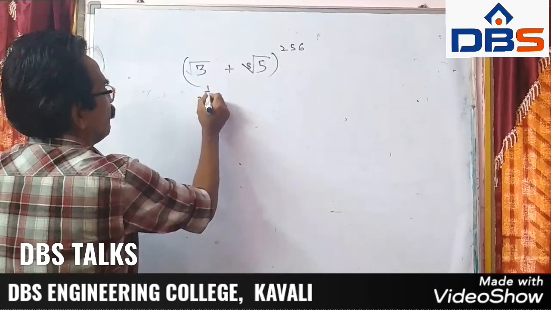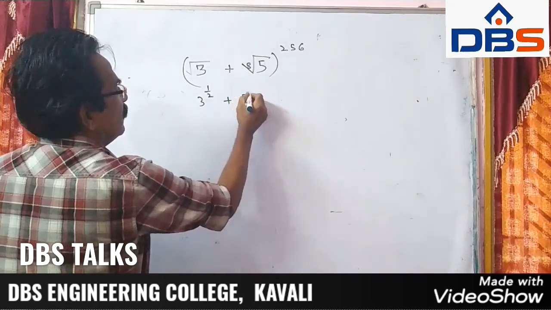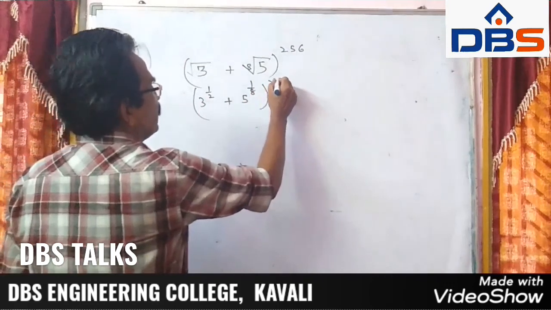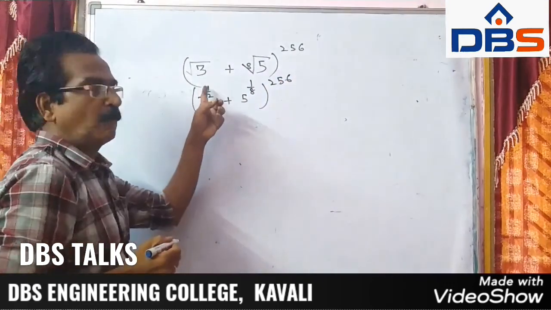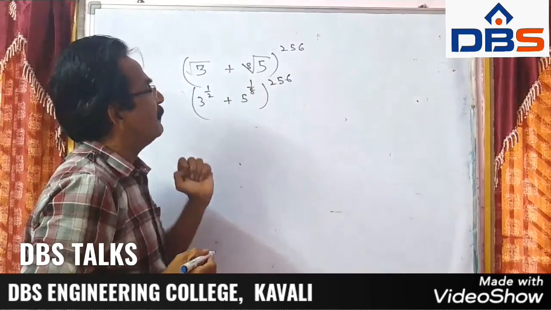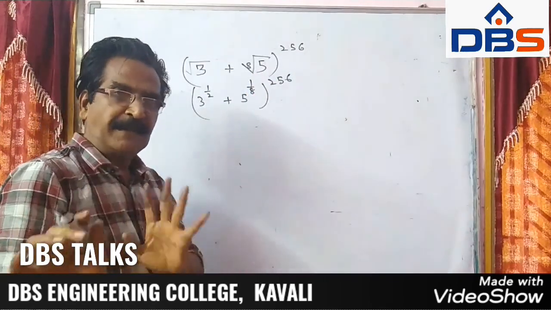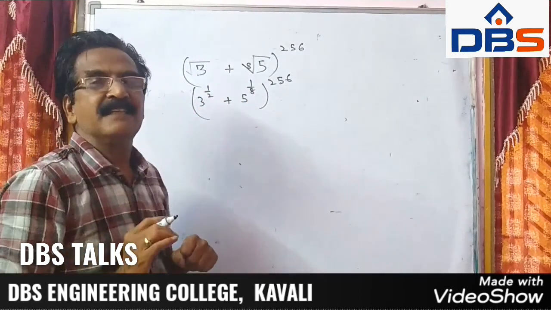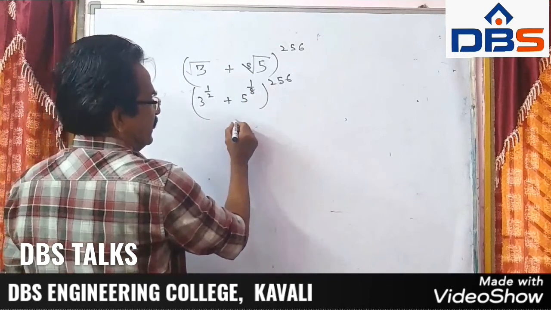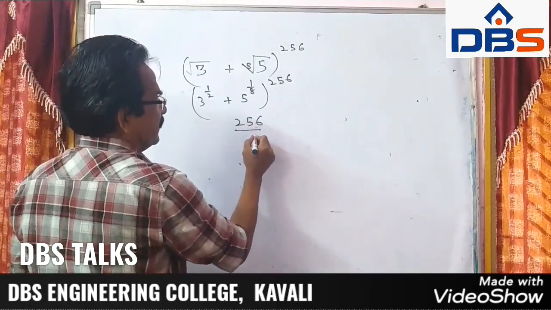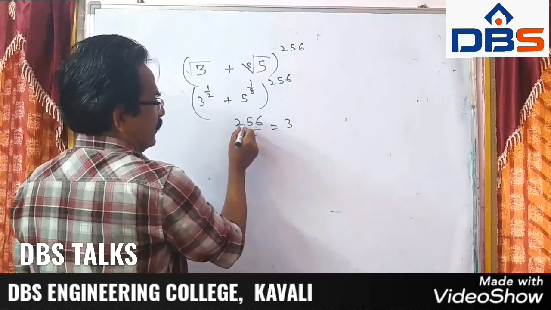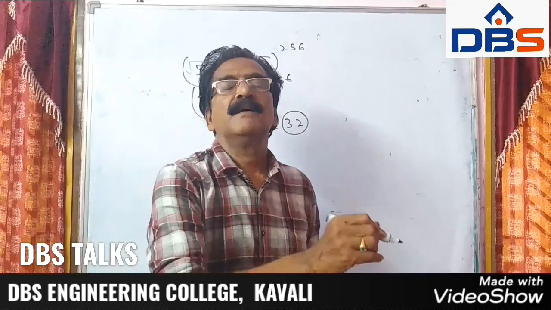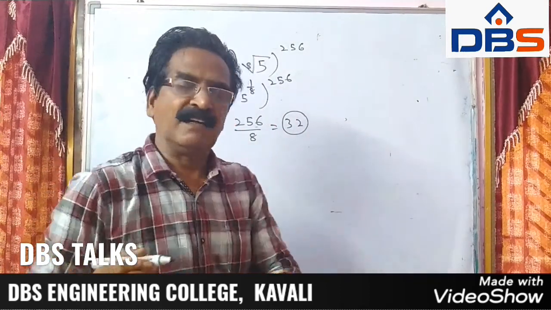This is equal to (3 power 1 by 2 plus 5 power 1 by 8) whole power 256. Root 3 means 3 power 1 by 2, and 5 power 1 by 8 is the 8th root. 3 and 5 are prime numbers. The LCM of 2 and 8 is 8. So we have to divide 256 by 8. 8 32s are 256. So 32 terms. Now we have to check whether 1 is to be added or not.